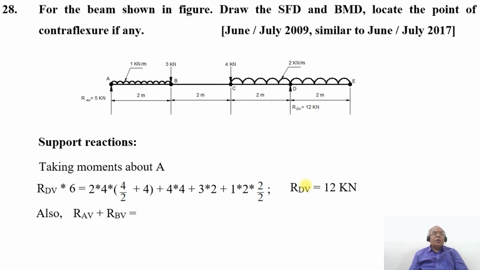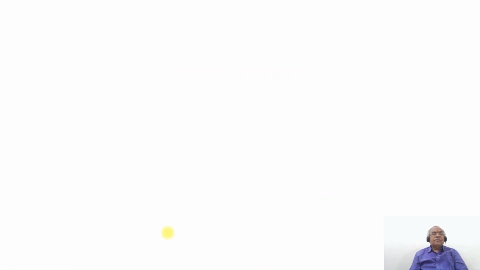Now we also know that the sum of the vertical reactions acting upwards will be equal to the sum of the vertical loads acting downwards. So RAV plus RDV will be equal to 1 into 2 plus 3 plus 4 plus 2 into 4. Therefore, RAV will be equal to 2 plus 3, 5, plus 4, 9, plus 8, 17, minus 12, which is 5 kilonewton.